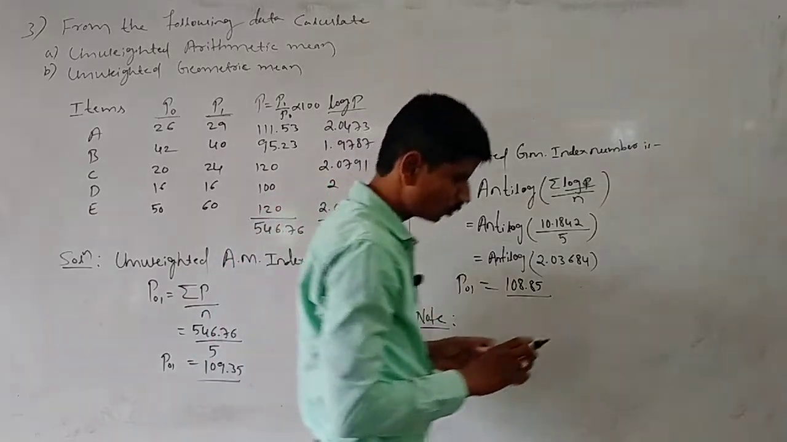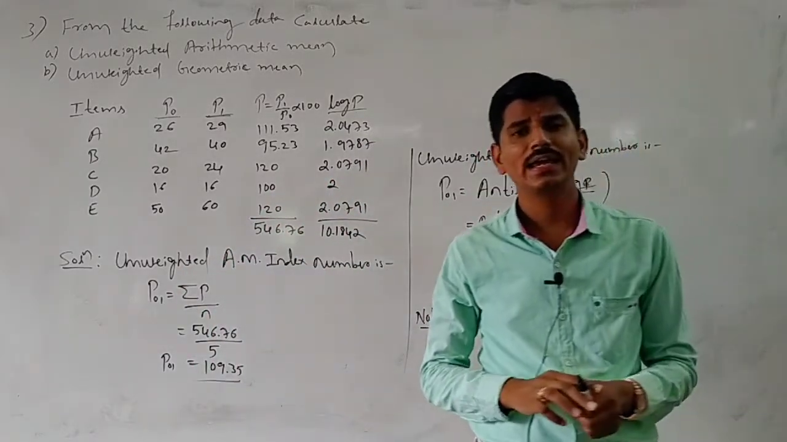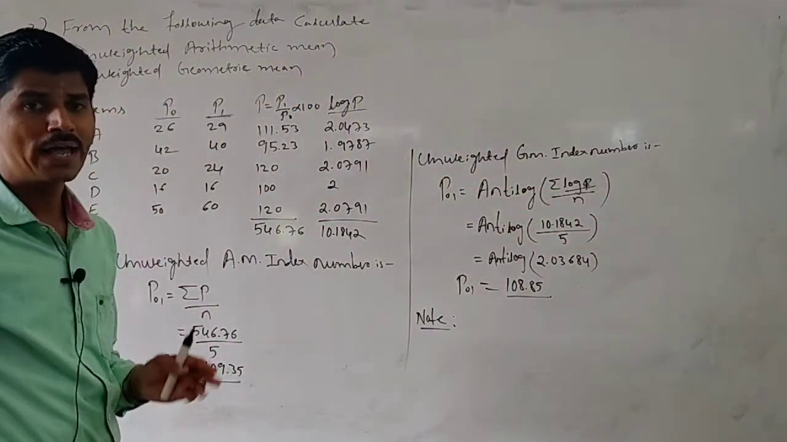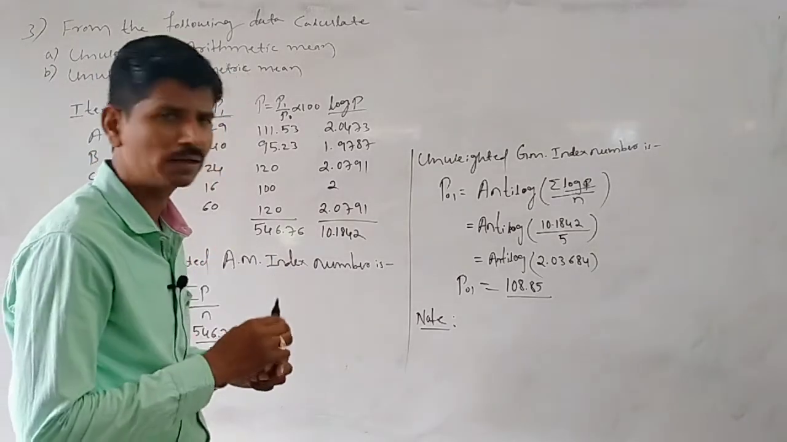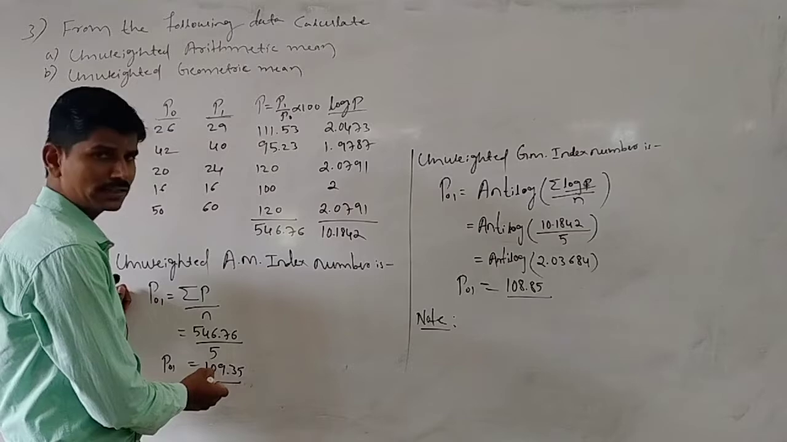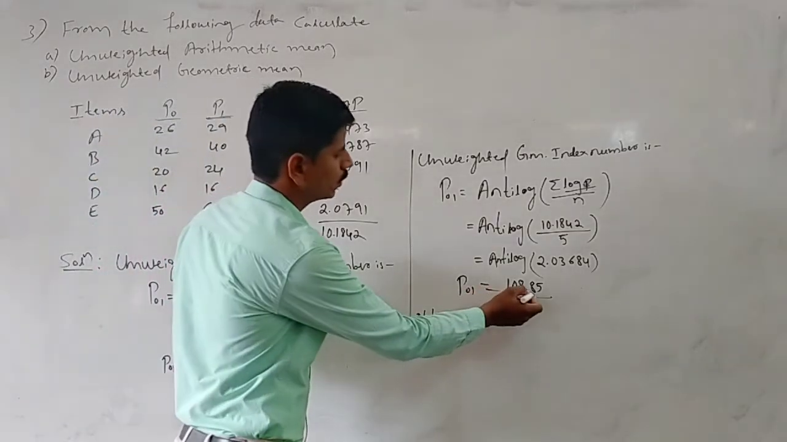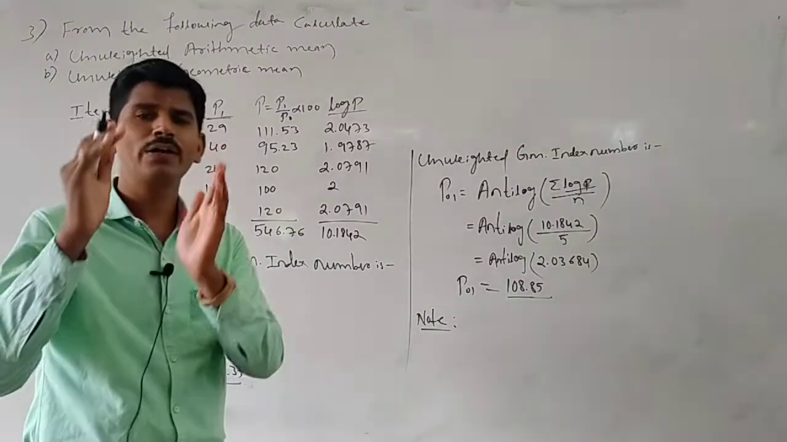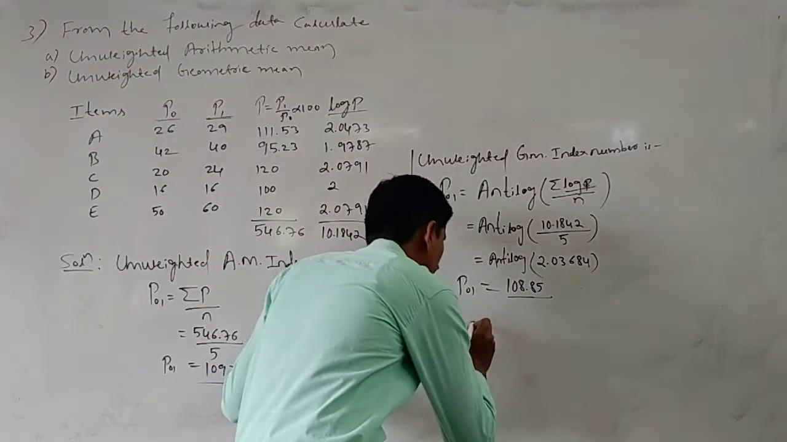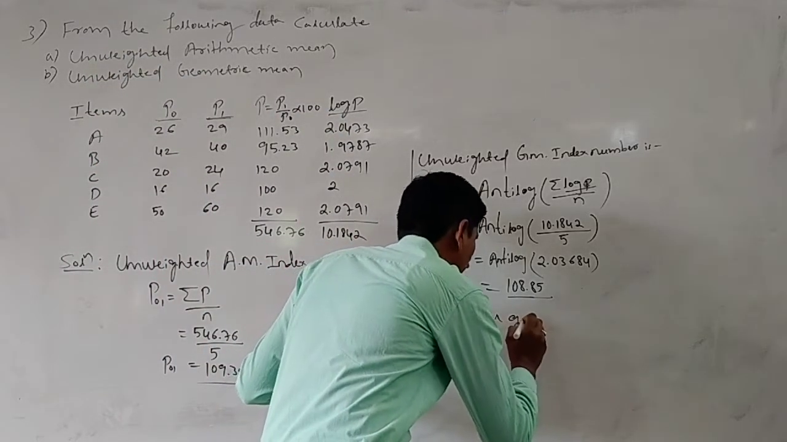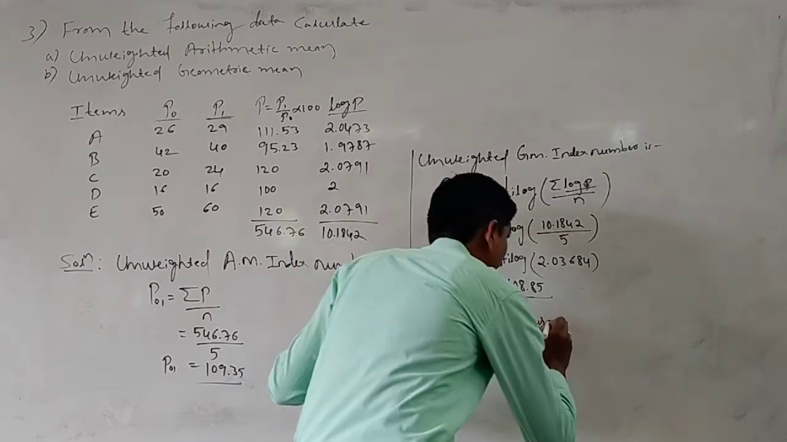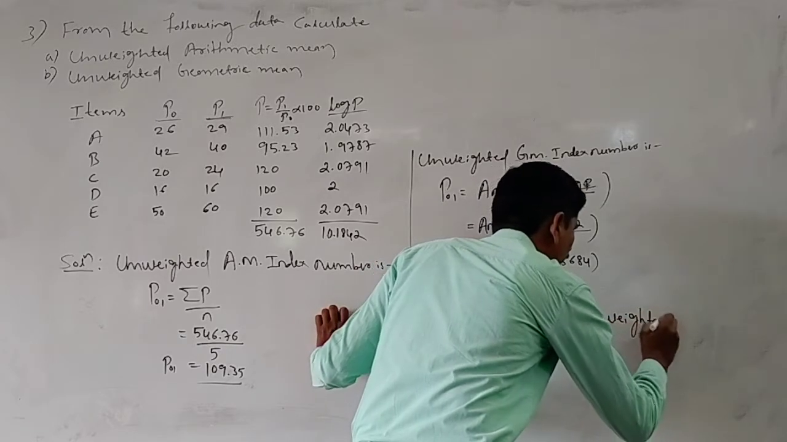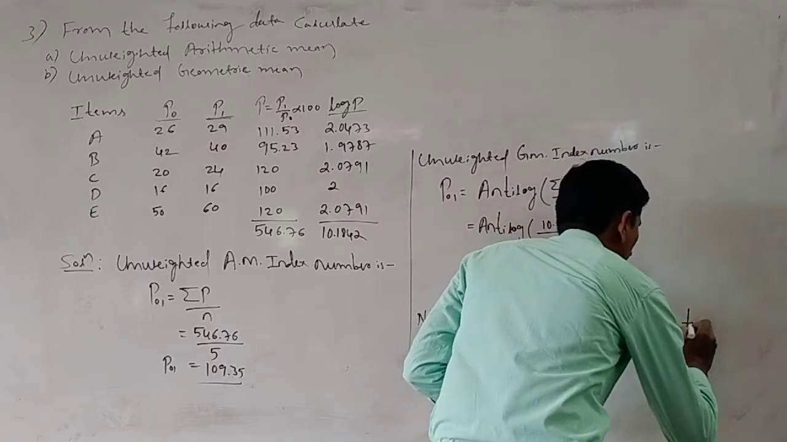One mark question. Why is an index number based on arithmetic mean (AM) higher than an index number based on geometric mean (GM)? Because the arithmetic mean gives better weightage to the bigger items.